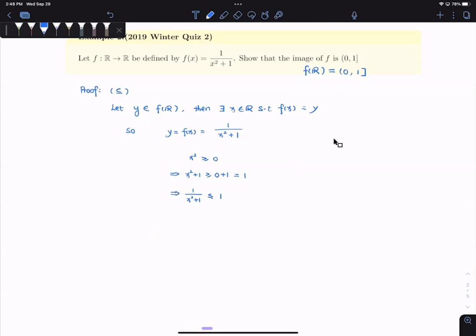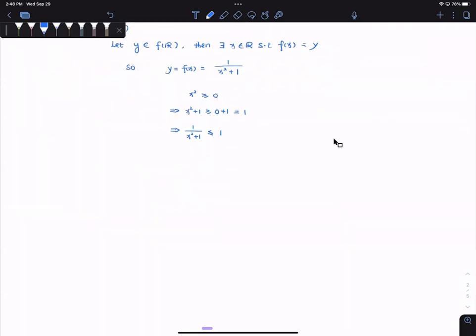Because I took the reciprocal, we need to flip the inequality sign. And now we also know that x squared plus 1 is greater than or equal to, well, let's just say greater than 1, greater than 0. And 1 is greater than 0. So we know that it's always positive.